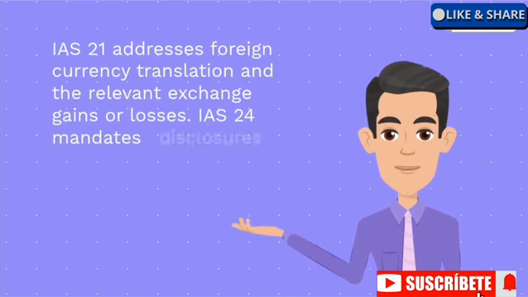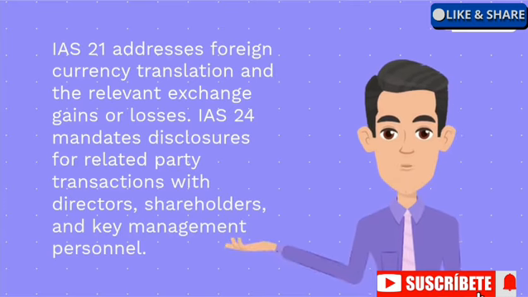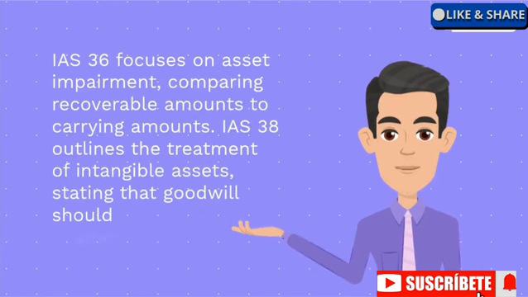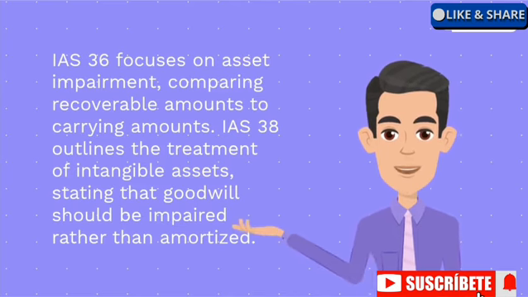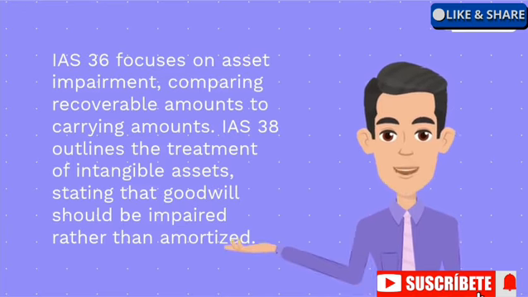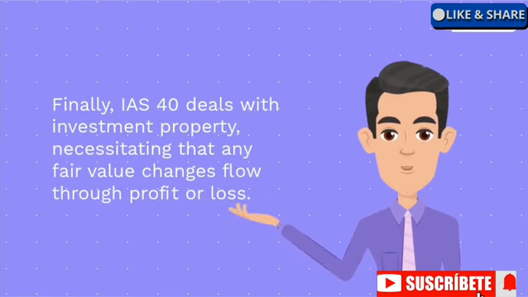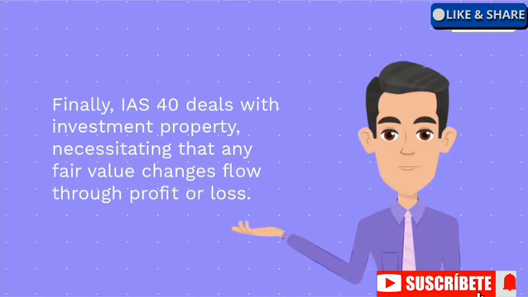IAS 21 addresses foreign currency translation and the relevant exchange gains or losses. IAS 24 mandates disclosures for related party transactions with directors, shareholders, and key management personnel. IAS 36 focuses on asset impairment, comparing recoverable amounts to carrying amounts. IAS 38 outlines the treatment of intangible assets, stating that goodwill should be impaired rather than amortized. Finally, IAS 40 deals with investment property, necessitating that any fair value changes flow through profit or loss.